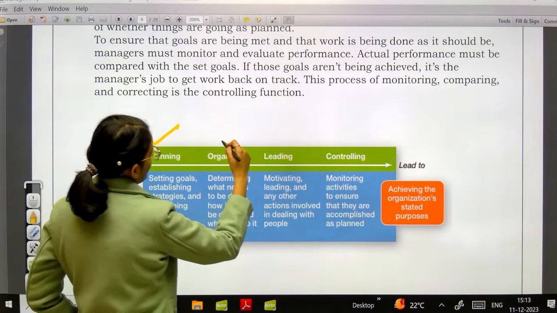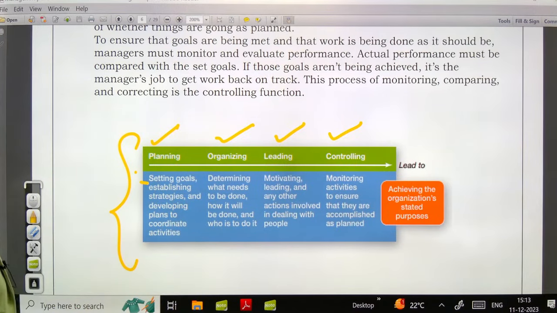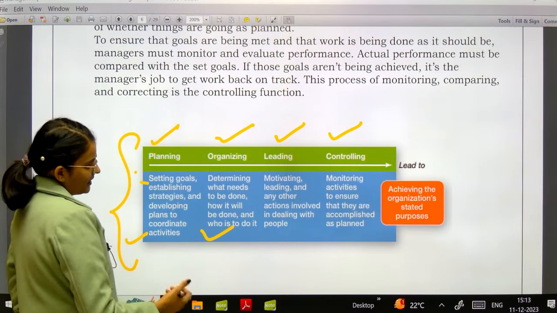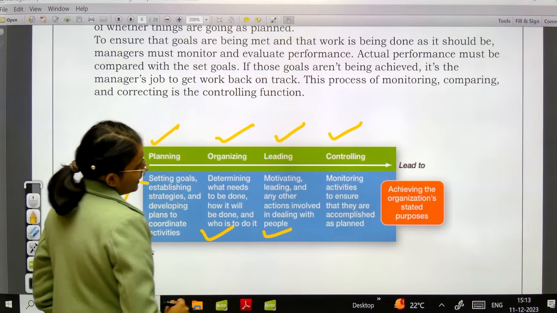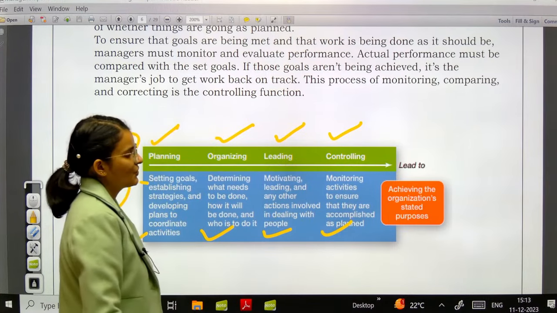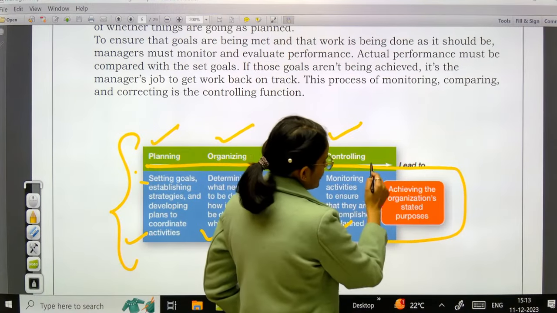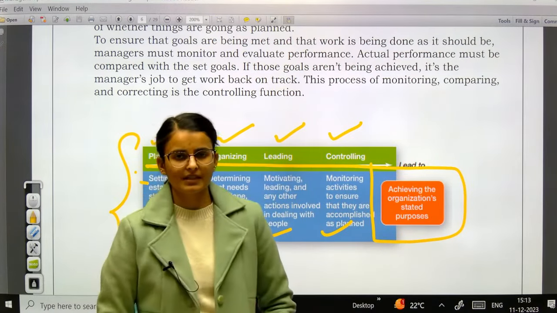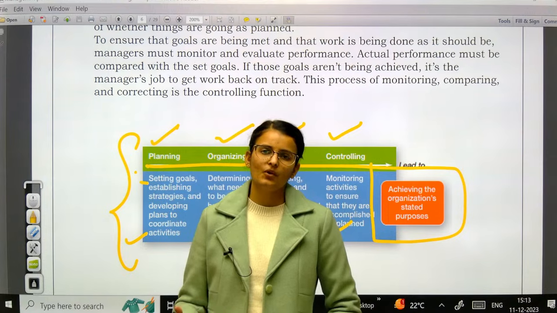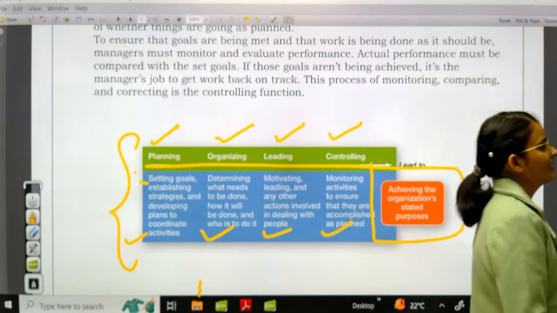So: planning, organizing, leading and controlling. Setting goals, establishing strategies and developing plans to coordinate, this is planning. Determining what needs to be done, how it will be done and who is to do it, this is organizing. Leading is motivating and any other actions involved in dealing with people. Controlling is monitoring activities to ensure that they are accomplished as planned. So all this together will lead to achieving the organization's stated purposes. What are the set targets of the organization? When combining all the efforts of the management and the employees, it will lead to attainment of the goals. Okay, everything is clear?